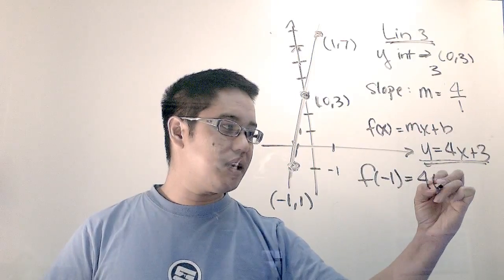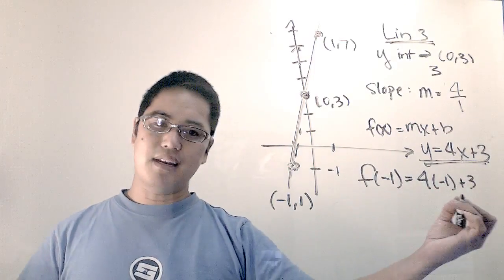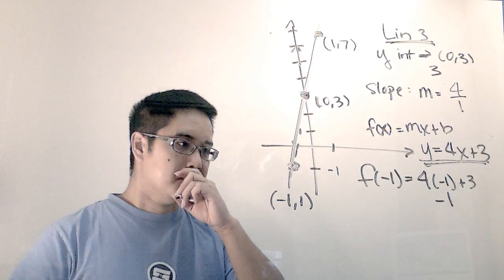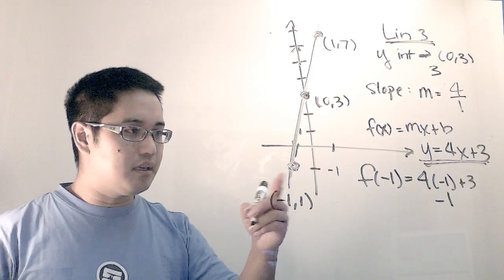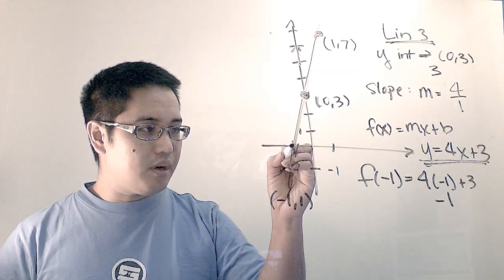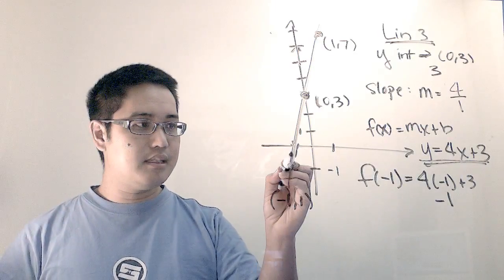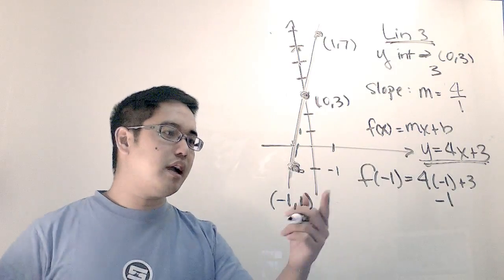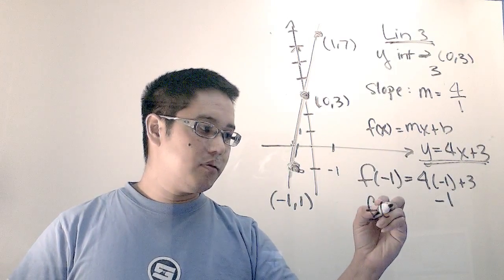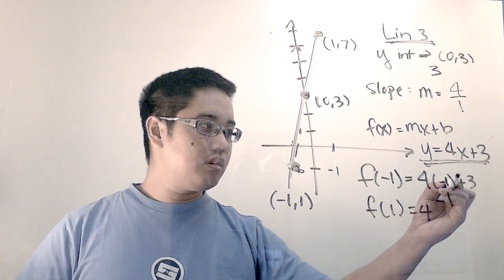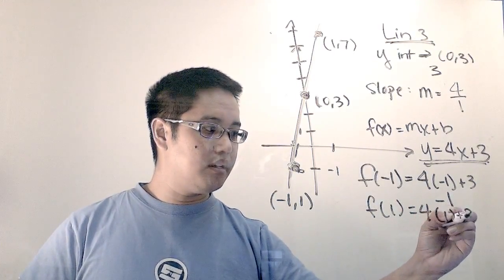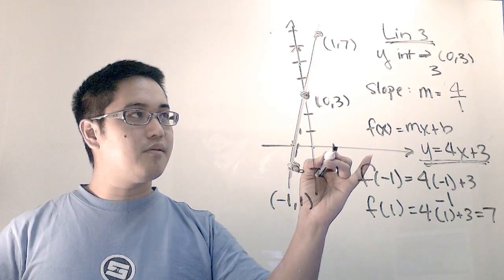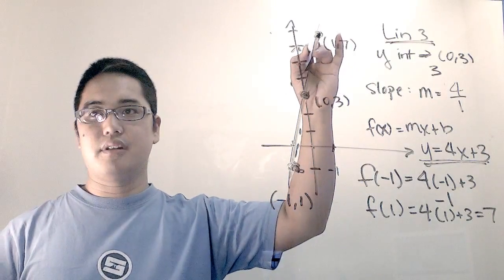We have 4 times -1 plus 3. What is that? -4 plus 3? That's equal to -1. Does that make sense? Yes, it makes sense, because look, at x equals -1, y, or f of x in this case, equals -1. I mean, shoot, let's try x equals +1. What is f of 1? That's 4 times 1 plus 3. That's 7. Right? Because if I have x equals +1, the y value is +7.